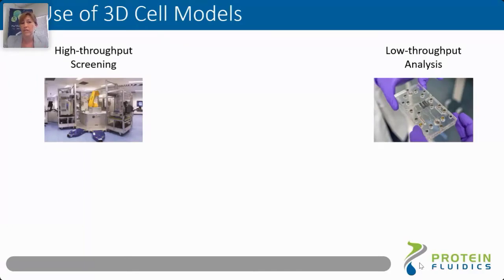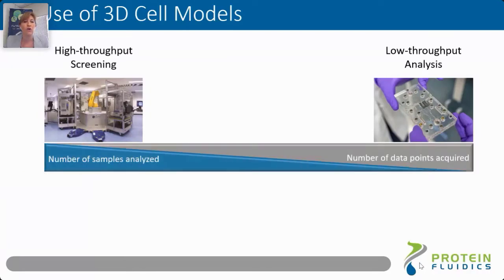These days, we really witness a shift towards more physiological 3D models for drug discovery. And when we talk about cell models and drug development, the most common thing that pops into mind is screening of large libraries of compounds. And these screens are typically focused on analyzing a large number of samples, but with low outcome data points.